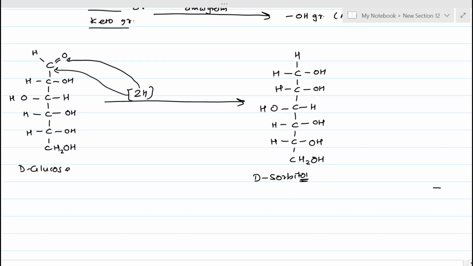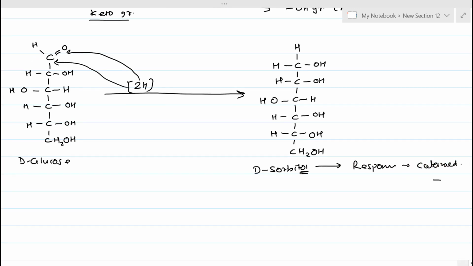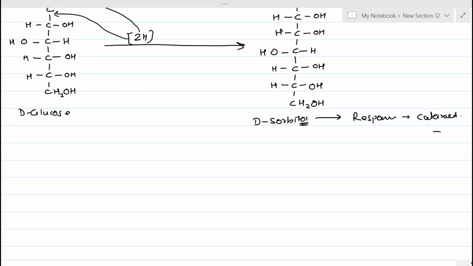Let's take up a second example. But before that, this D-sorbitol has importance in biochemistry. Whenever D-sorbitol accumulates in the lens, it can lead to the formation of cataract. It is responsible for cataract formation. Now let's take up a second example.